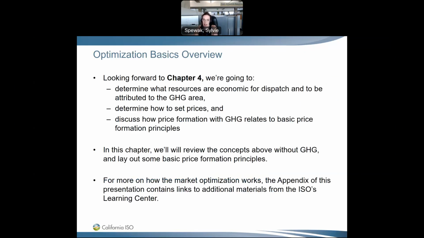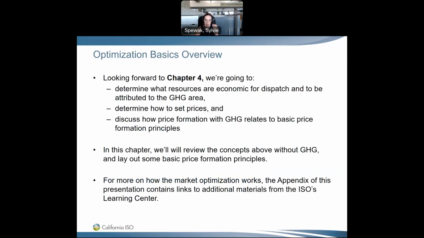So looking ahead to chapter 4, that's where we hit peak complexity in this presentation. We're going to be figuring out what resources are economic for dispatch and which resources we attribute to a GHG area. We'll determine how to set prices and discuss how price formation with GHG relates to basic price formation principles, and figure out if those prices are efficient.